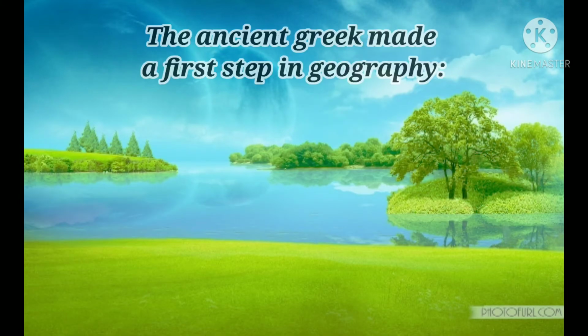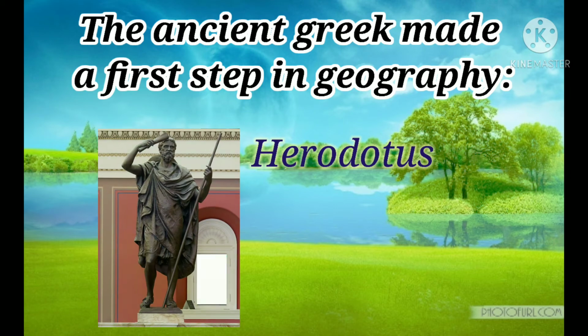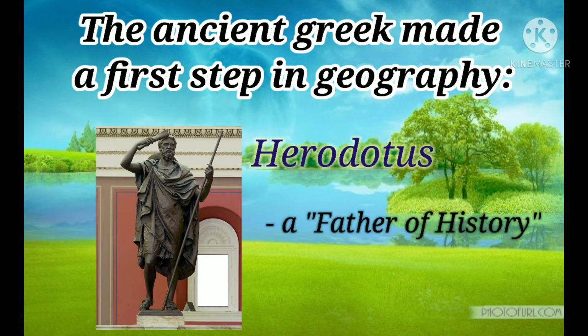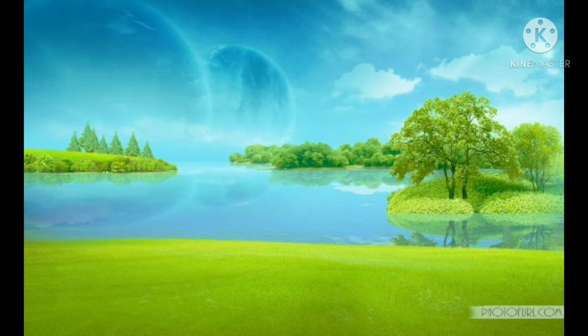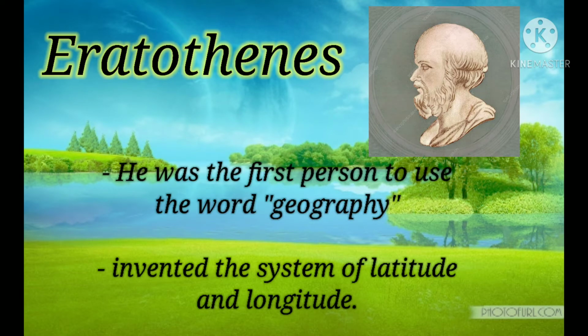We have two scholars who studied the ancient Greek and made the first step in geography. First, Herodotus. He was the father of history. And the second scholar is Eratosthenes. Eratosthenes was the first person to use the word geography, and he invented the system of latitude and longitude.